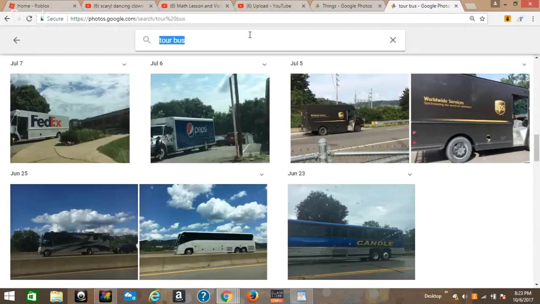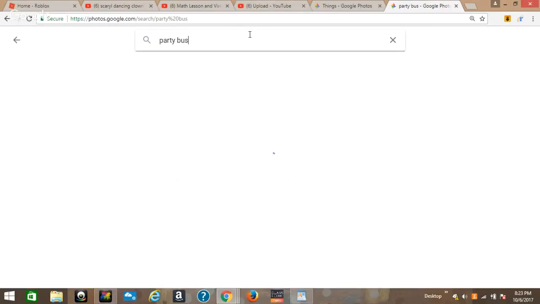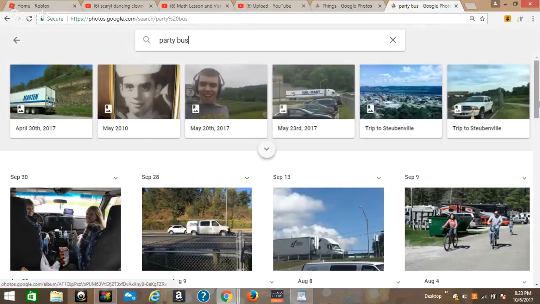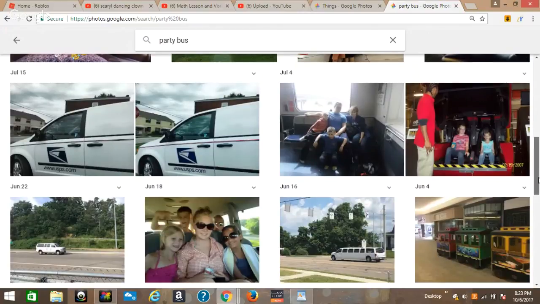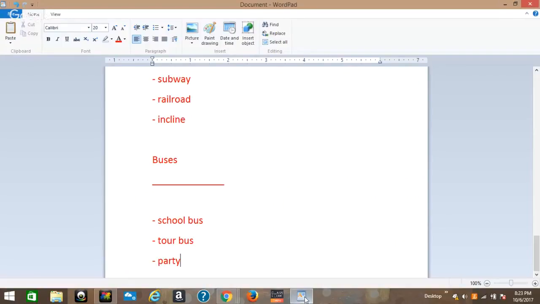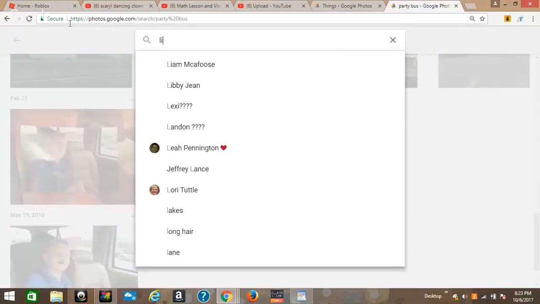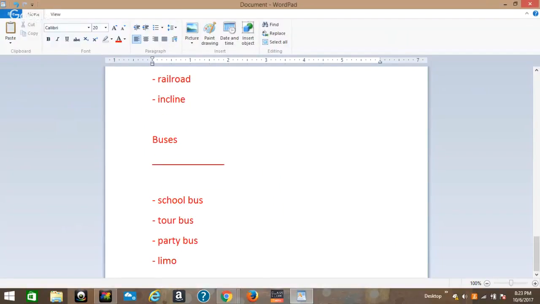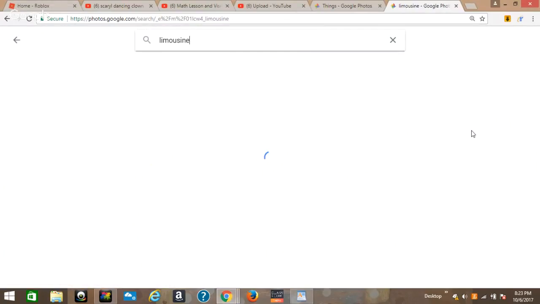A party bus. That is a party bus. That's a limousine. A limousine. It's another type of bus, or limo, for short. Fancy, expensive cars you have to pay a lot of money to use. There we go.